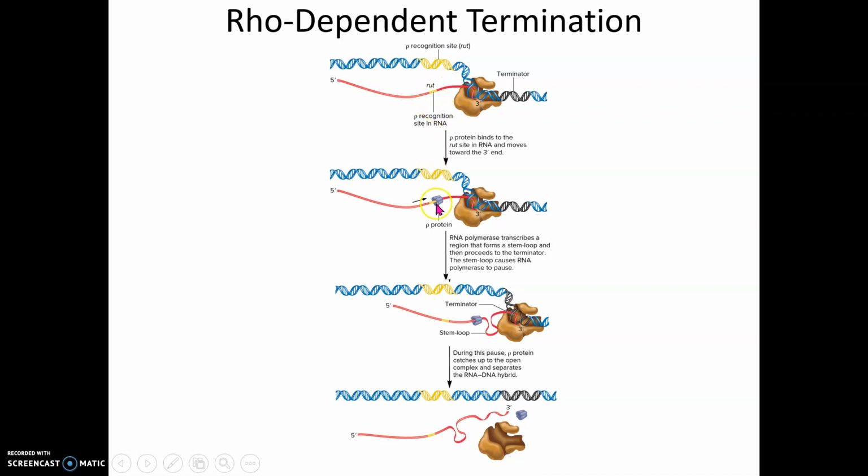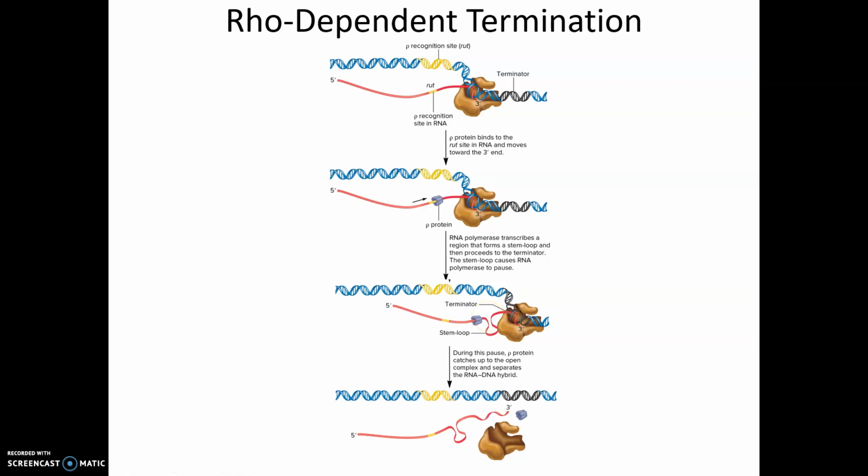When Rho binds to the rut, it rides along it, chasing behind polymerase. So think of this like Pac-Man. So Rho binds to rut, and now it's going after polymerase. So it's going up the DNA, moving. Then there's the terminator sequence on the DNA. Once the polymerase transcribes that terminator sequence, it forms a stem loop, because this terminator sequence has GCs.